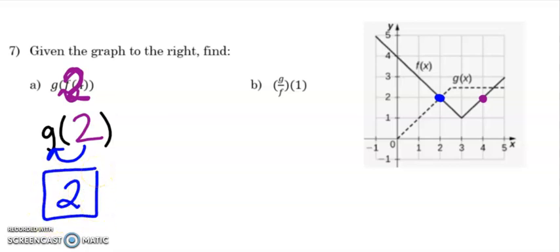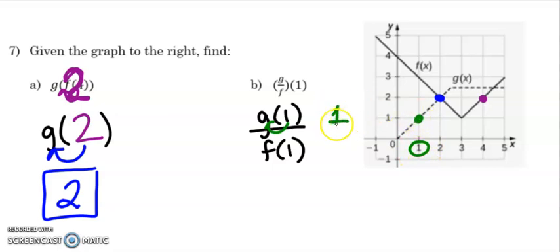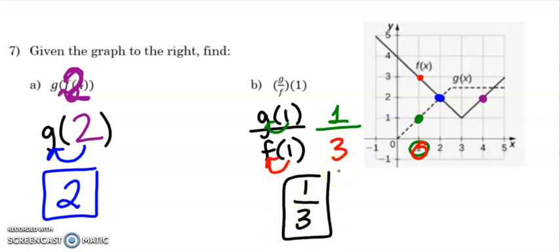All right, this one, g divided by f of 1 is the same thing as taking g of 1 divided by f of 1. So g of 1 means go to 1 and read the output at g, which happens to be 1. Then go to 1, read the output on f, which is 3. So final answer, 1/3.